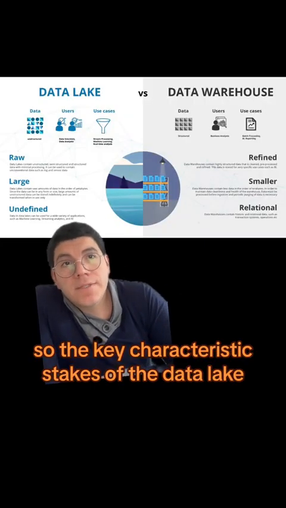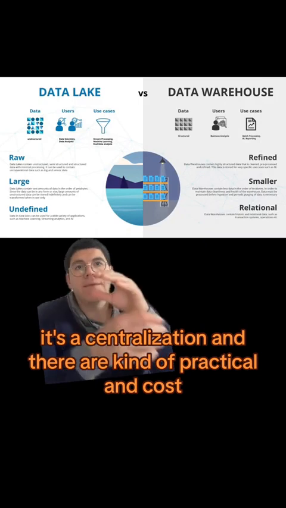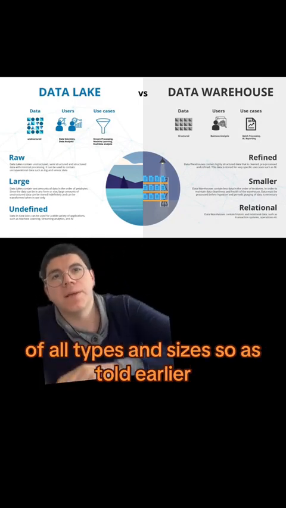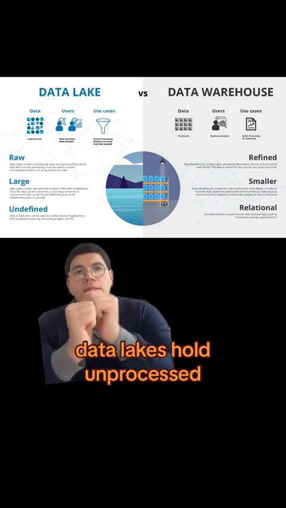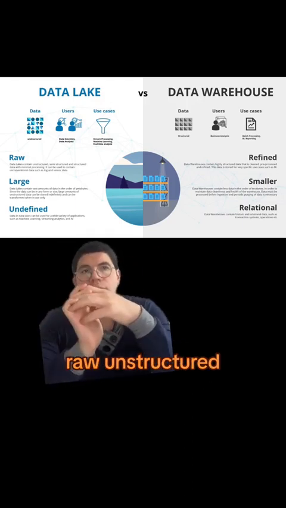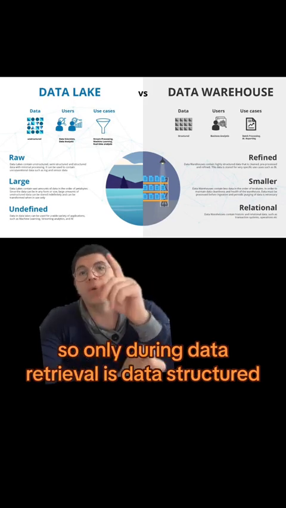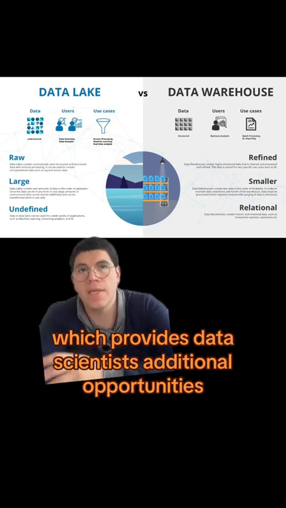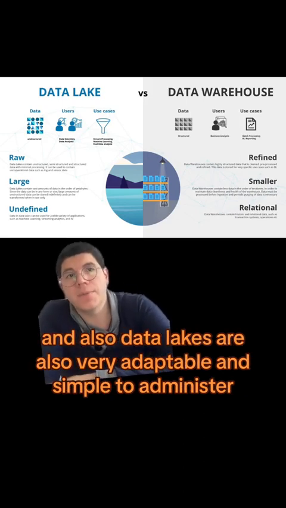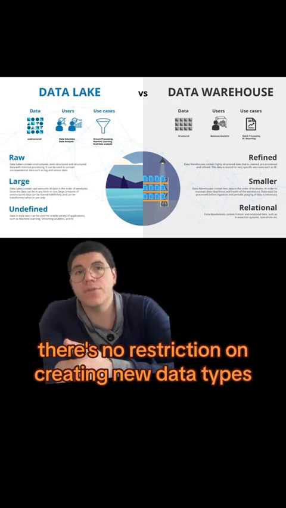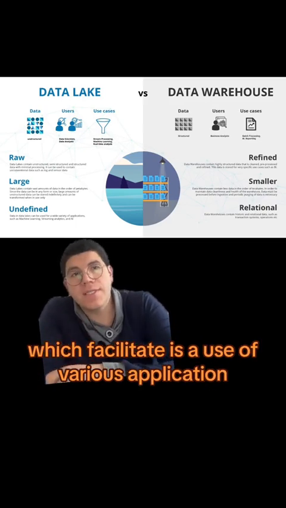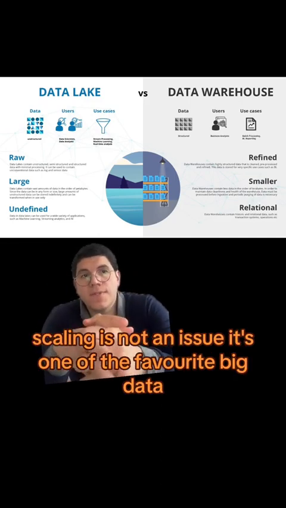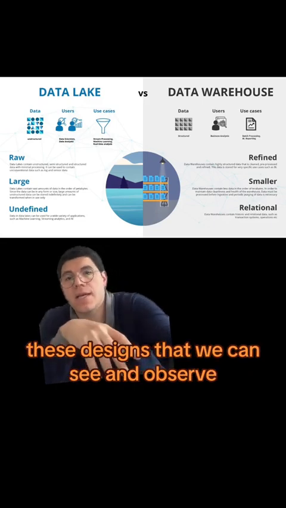So the key characteristic of the data lake is centralization, and it is a practical and cost-effective option for gathering and storing data of all types and sizes. As mentioned earlier, data lakes hold unprocessed, raw, unstructured, semi-structured, and structured data. Only during data retrieval is data structured, which provides data scientists additional opportunities. Data lakes are also very adaptable and simple to administer. There is no restriction on creating new data types, which facilitates the use of various applications. And since scaling is not an issue, it's one of the favorite big data designs that we can see.